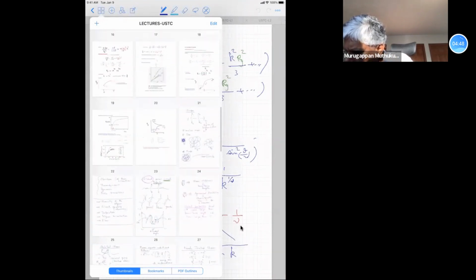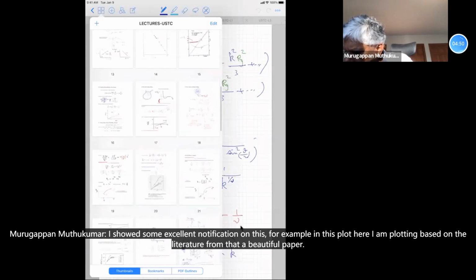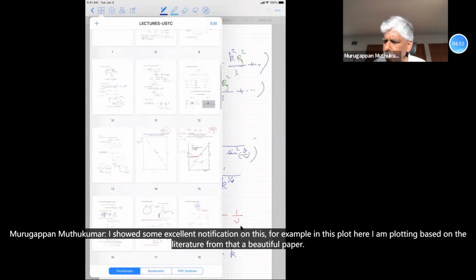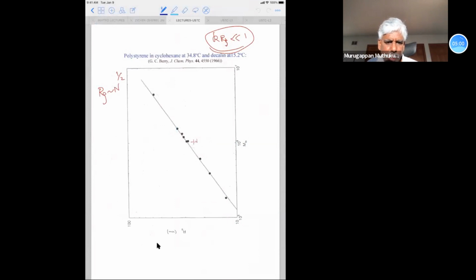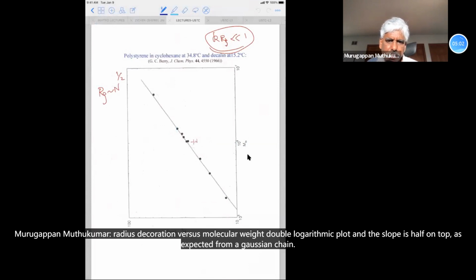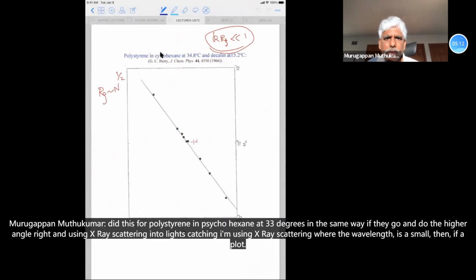I showed some experimental verification of this. For example, in this plot, based upon the literature from that beautiful paper, I am plotting radius of gyration versus molecular weight, a double logarithmic plot, and the slope is 1/2, as expected from a Gaussian chain. This is for polystyrene in cyclohexane at 35 degrees.